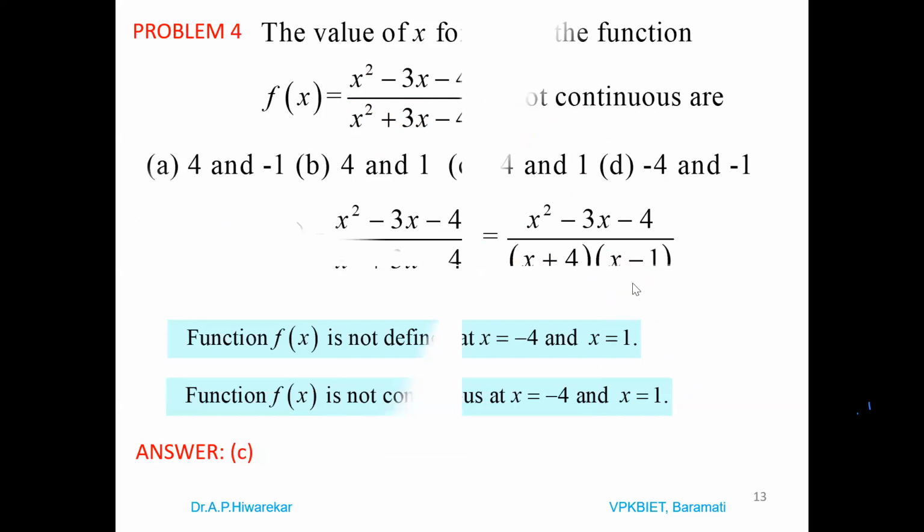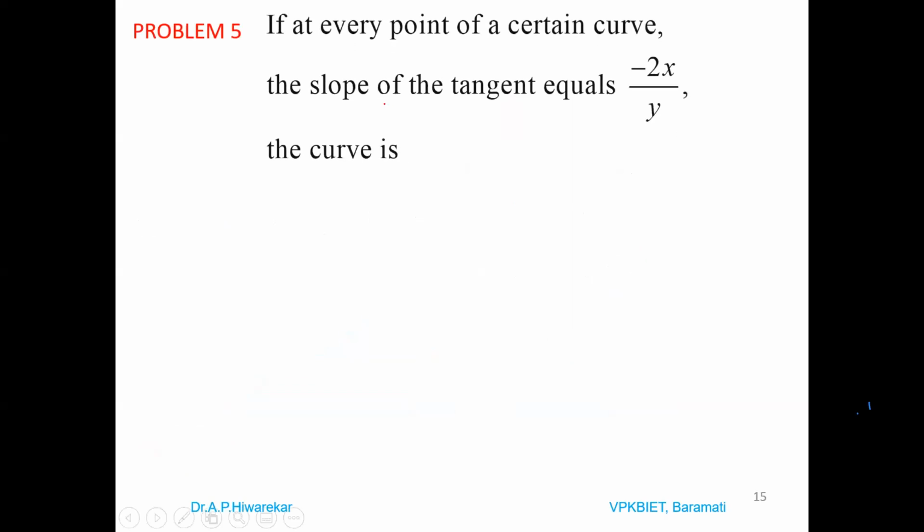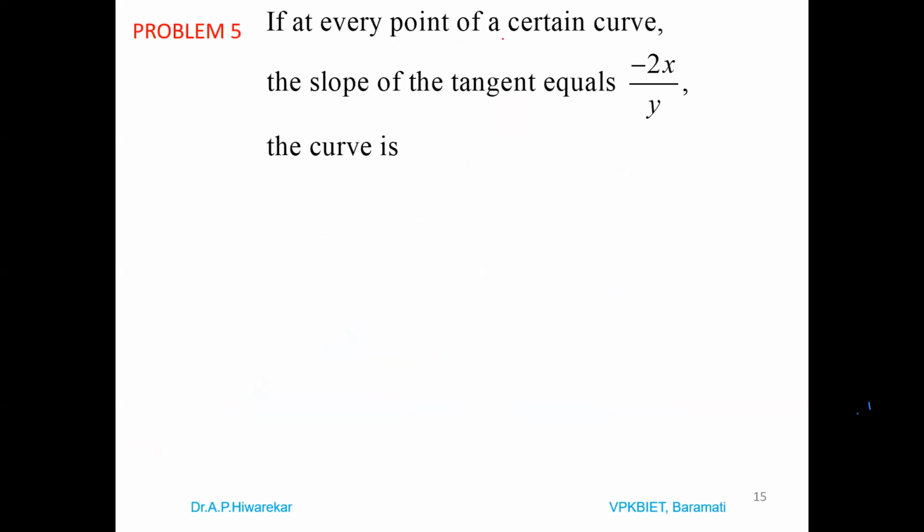Yes, sir. Okay. So if at every point of a certain curve, the slope of the tangent equals minus 2x by y, the curve is... Mind well that all these problems I have taken from the GATE question paper only, not a single problem which is not from the GATE question paper. So at every point of a certain curve, the slope of the tangent equals. What is the slope of the tangent?